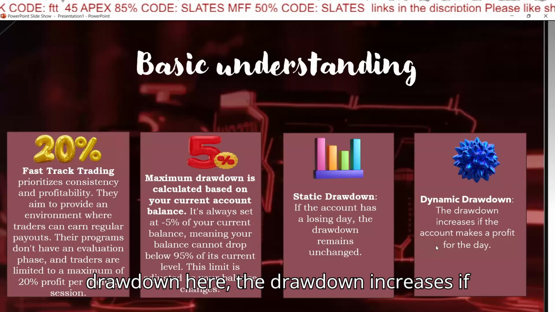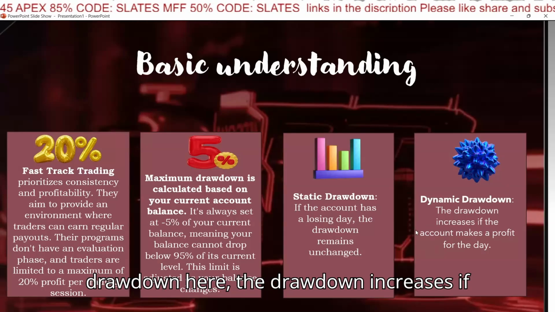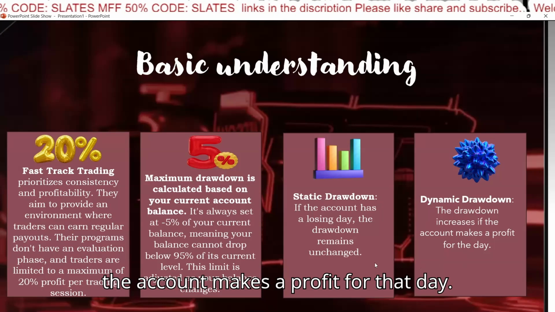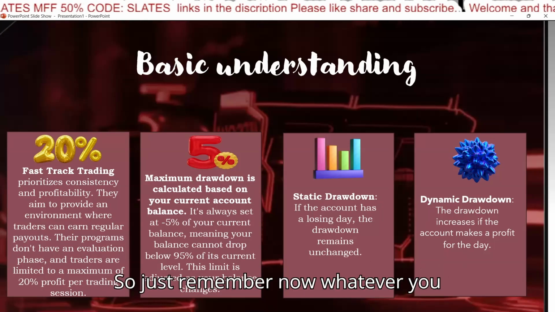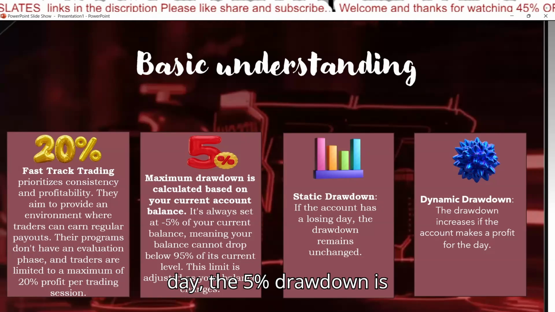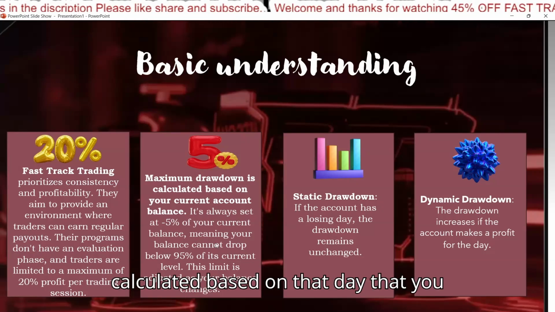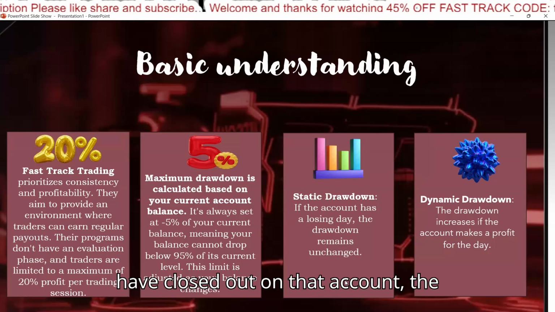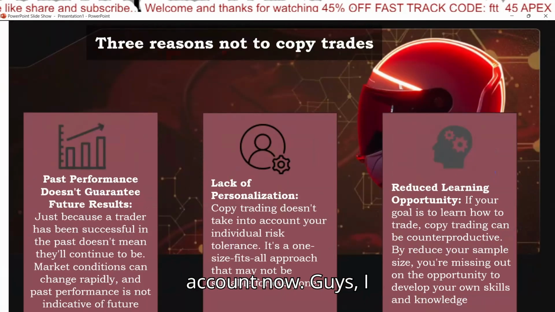Now for the dynamic drawdown here, the drawdown increases if the account makes a profit for that day. So just remember, whatever profit you close out on that day, the 5% drawdown is calculated based on the profits that you have closed out on that account.